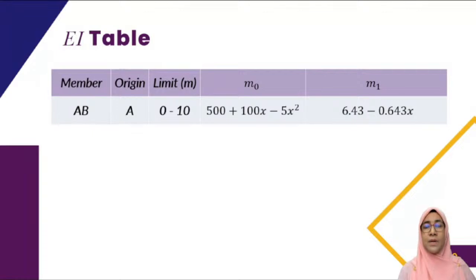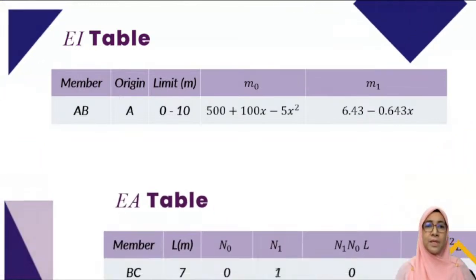So the EI table is just like the table that we use to analyze a beam and frame. We produce the moment equation, and we integrate two moment equations to produce displacement. So we list all the EI members in the table, and member AB has EI, so we put AB here. We choose the origin, we have to put the limit, and from the primary and redundant structure, we have M0 and M1, and we write the moment equation as usual.